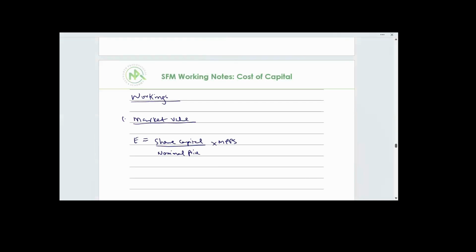To get my market price per share, I would then say that is price-earnings ratio multiplied by EPS. Okay? This is the reason why we are calculating the market price per share.